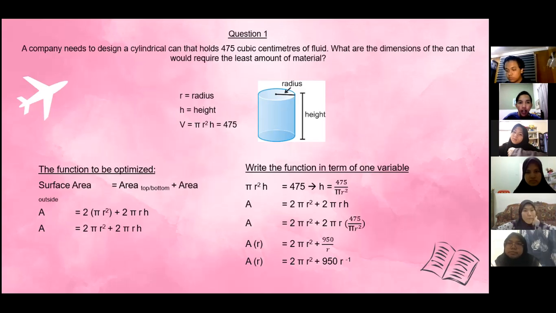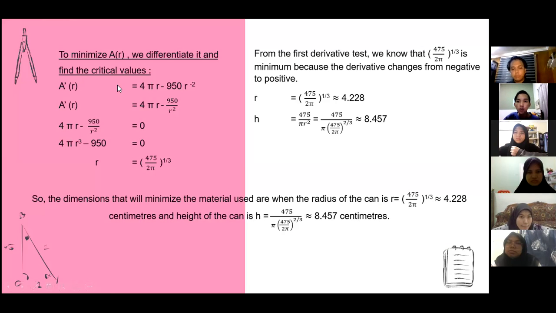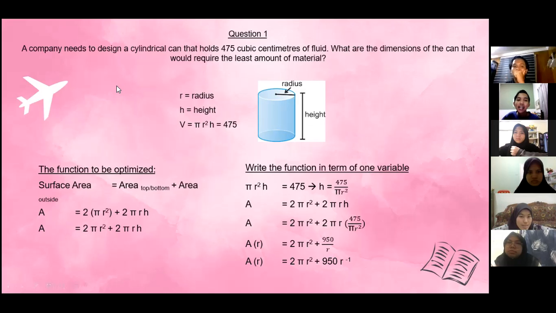In this question, they ask for a cylindrical can. To be more flexible, we should draw the cylindrical can and note the radius as r and height as h. From the question, we can come out with one equation. The question mentioned 475 cubic centimeters, so that means the volume of the cylindrical can is 475.